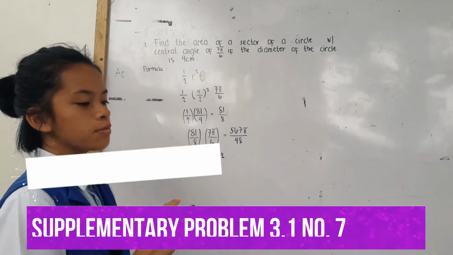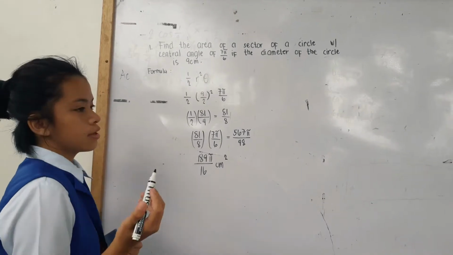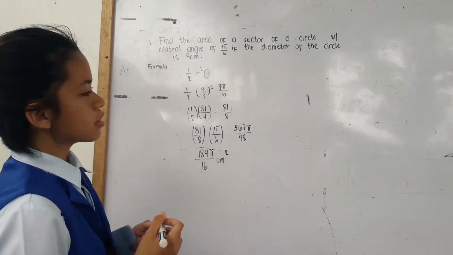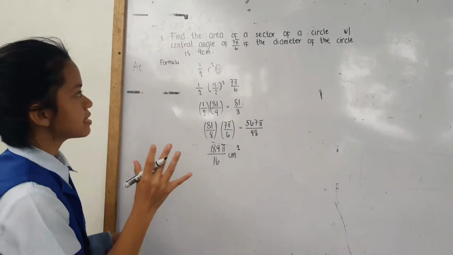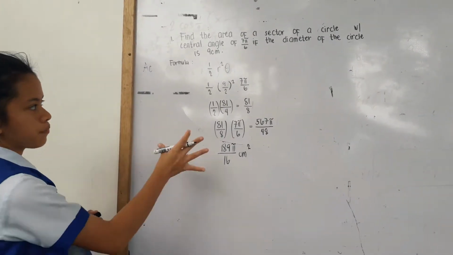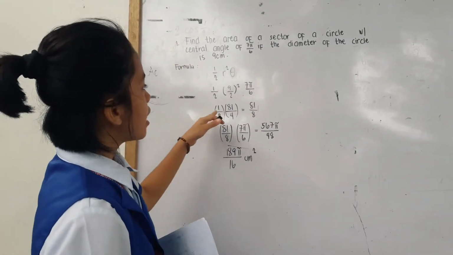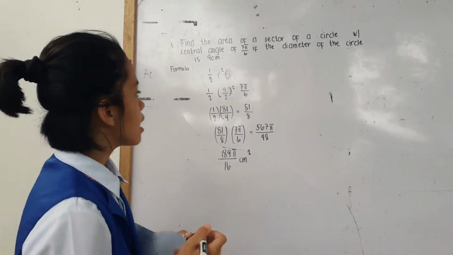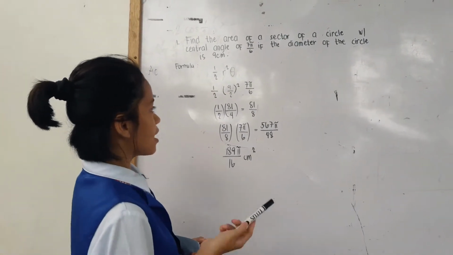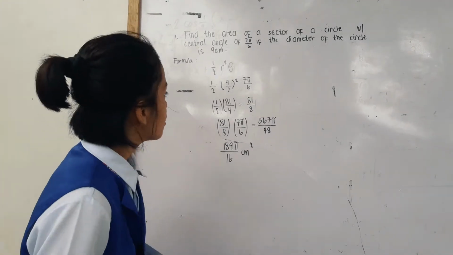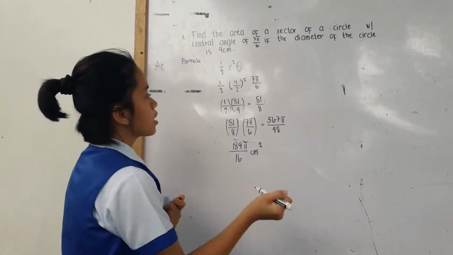Let's base our problem on the formula of 1/2 times r squared and theta. So let's substitute each part. First is 1/2 times 9/2 squared and times 7 pi over 6.